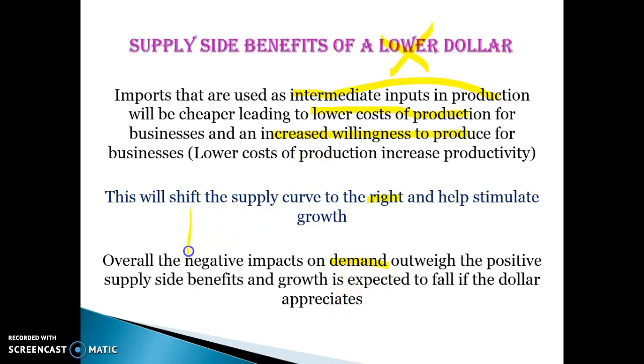So basically, if I was to draw a graph, we'd have initial supply and initial demand. Demand is going to go down, supply is going to go to the right, and we'll end up having a much lower price, but the impact on output will definitely be lower because demand will impact more than supply.